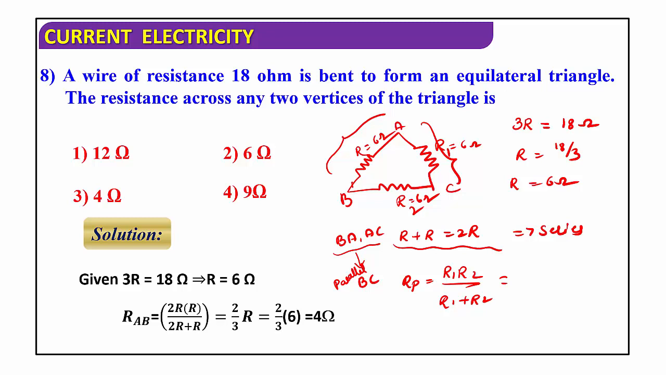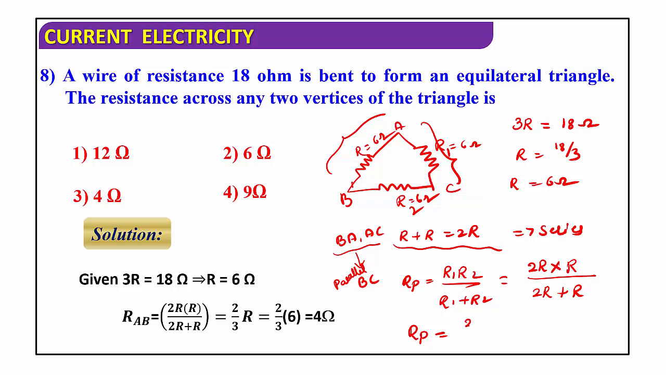So R1 means what? First combination, BA to AC, is connected in series. R plus R means what? 2R. Into R2, means what here? R2 means this combination B to C, having resistor R, divided by 2R plus R. Right? So now you can easily solve the parallel combination here. 2R into R, you can substitute their value.